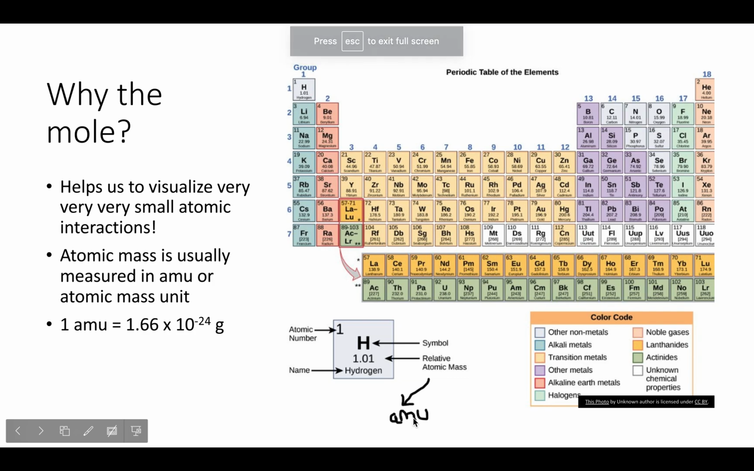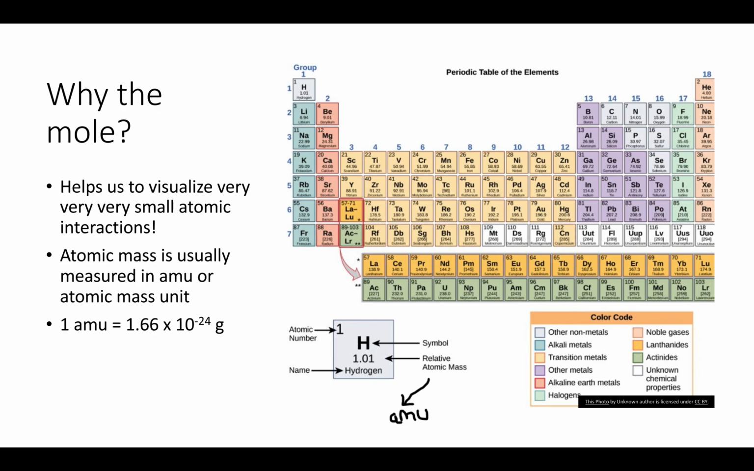So yes, we tend to measure this in atomic mass units. But the issue with that is an atomic mass unit is very, very tiny. As you can see right here, one atomic mass unit is equal to 1.66 times 10 to the negative 24th grams. So imagine 23 zeros in front of that 1.66. That is a lot of zeros, and that is very, very tiny. Too tiny for us to be able to measure.